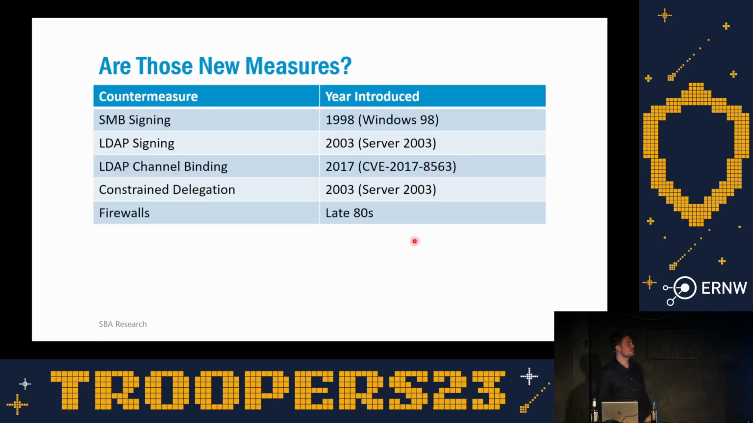So I promised you, are those new measures? LDAP channel binding is a little bit newer. The rest is at least 20 years old. And we should really think about implementing those, because I do not know why in 2023 I can still find so many systems that have SMB signing not enabled. I kind of know, because they tell me why. It's because this specific service doesn't support SMB signing. But still, for me it doesn't make much sense. Look into those and really keep pressuring the people behind them so that you can enable that.